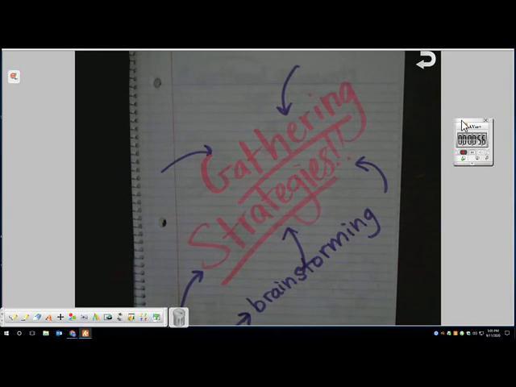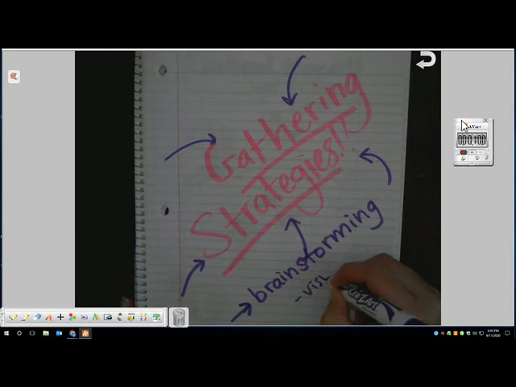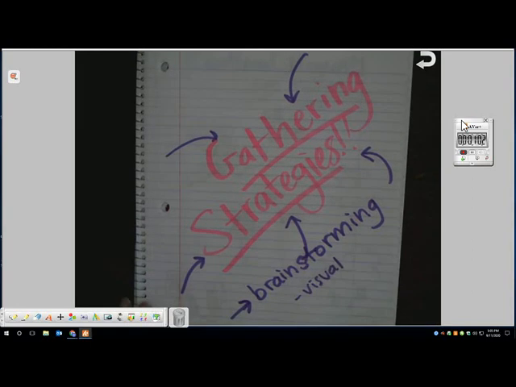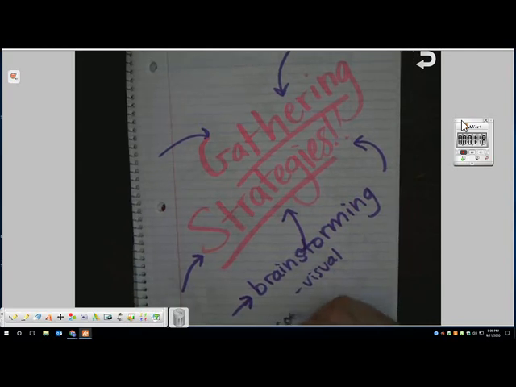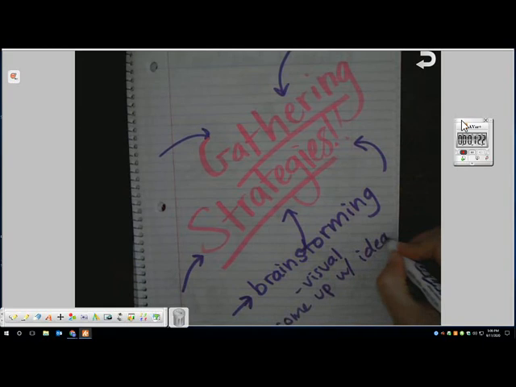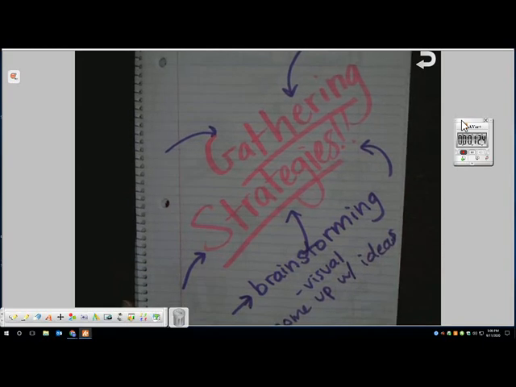This helps us get everything out, lets us see everything visually on paper, and if you like to draw things, then you can use a drawing gathering strategy. And if you'd rather just jot down notes, then you don't have to draw. But either way, it lets you sort of organize your thoughts out on paper, which is really nice. And again, the goal is to help you come up with ideas, just like a brainstorm would.